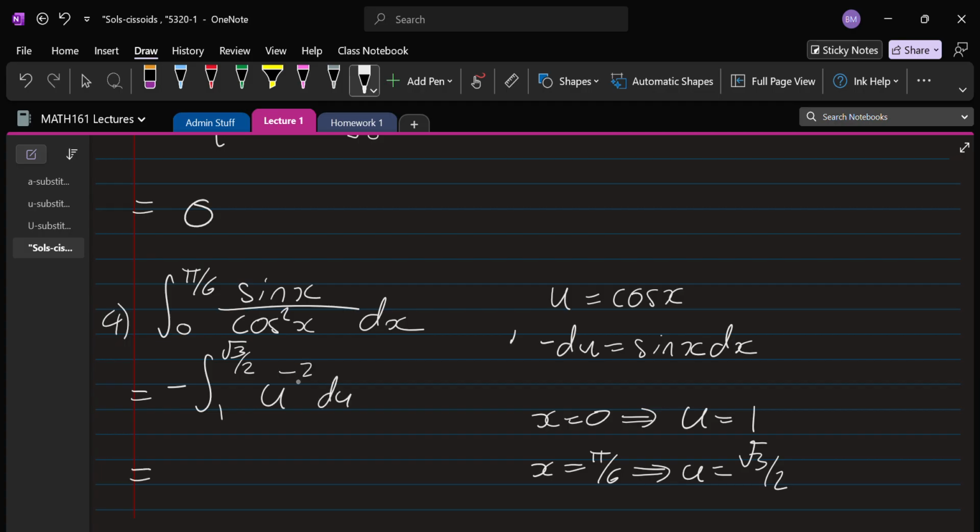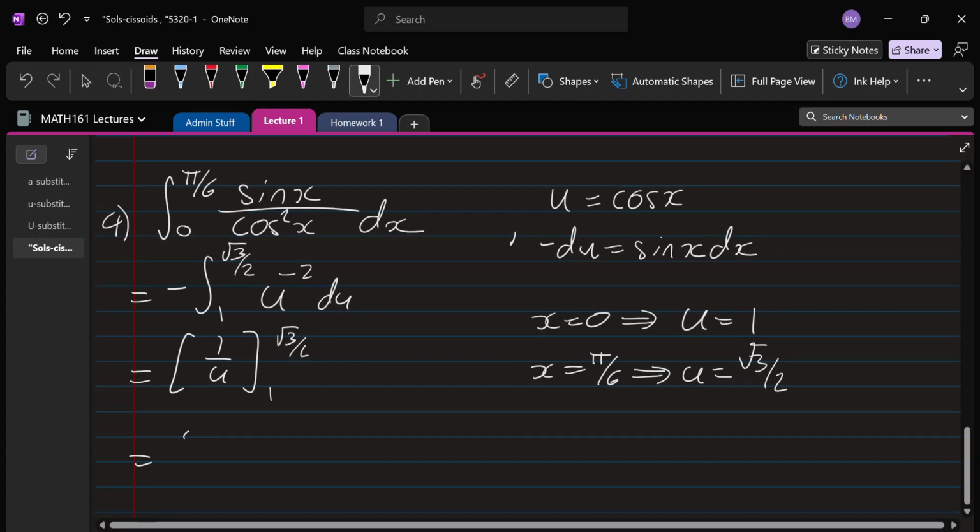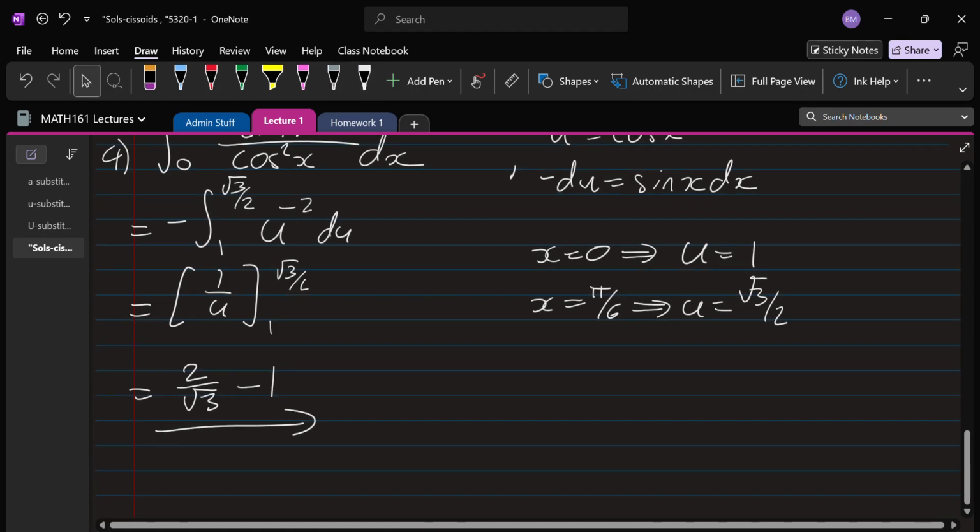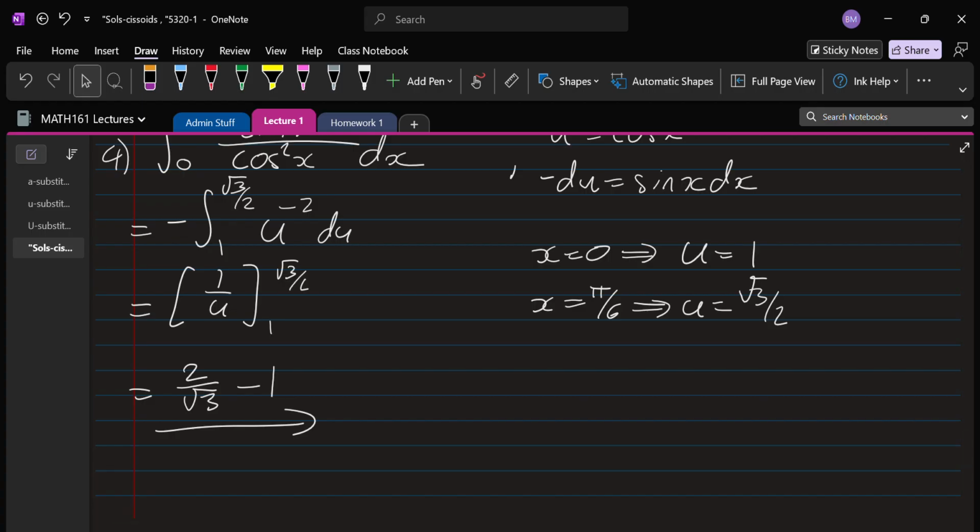Sine x dx will be taken care of by the du. And then we have cos squared, that will be u squared. So u to the minus 2 du. Add 1 to the exponent to make it minus 1. That gets rid of the minus in the front there. So we're going to have 1 over u from 1 to root 3 over 2. So that will be 2 over root 3 minus 1.